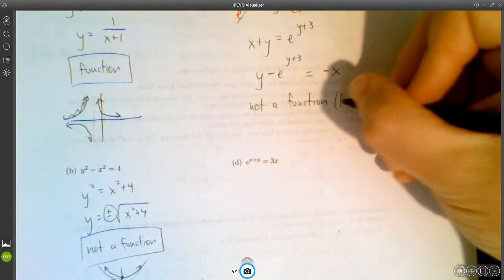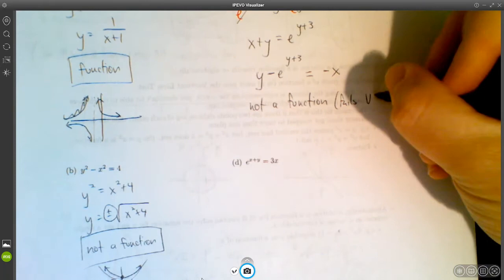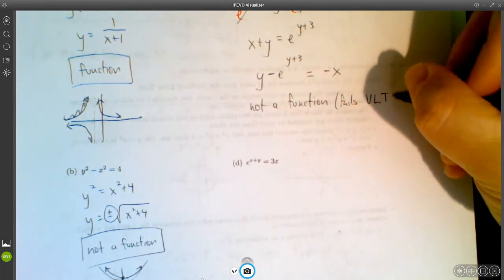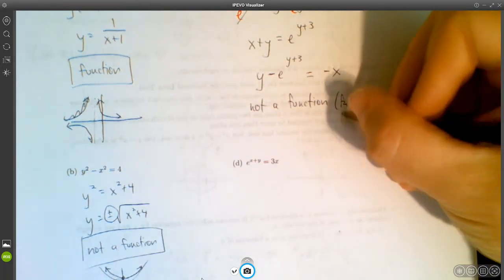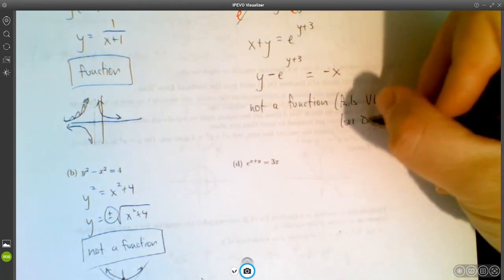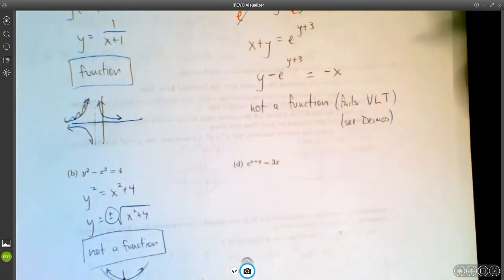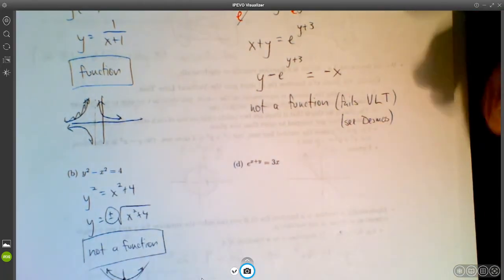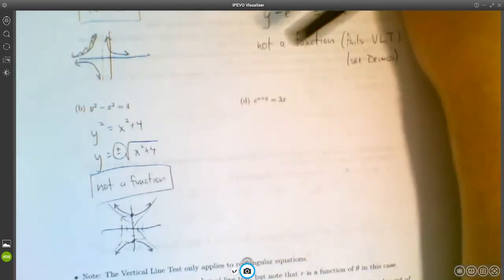Right, fails vertical line test, right? See Desmos, right? Okay, what about e to the x plus y equals 3x?